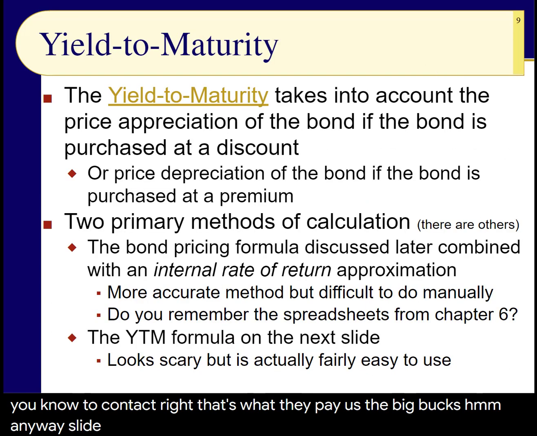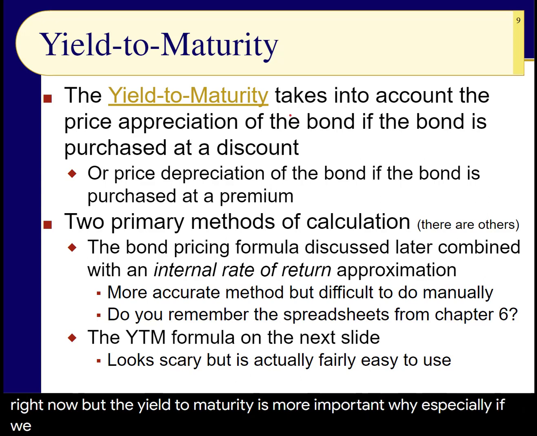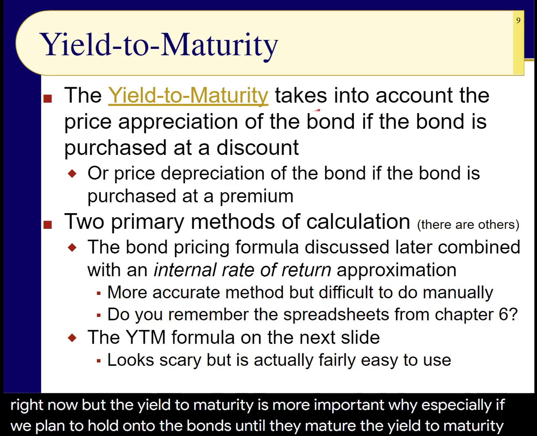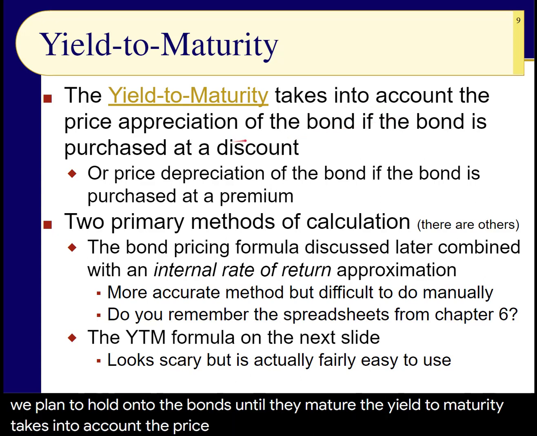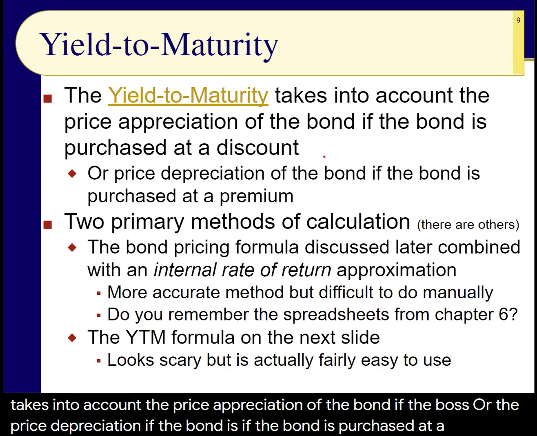Anyway, slide number 9. The current yield tells us what the bond is paying right now, but the yield to maturity is more important. Why? Especially if we plan to hold on to the bonds until they mature. The yield to maturity takes into account the price appreciation of the bond if the bond is purchased at a discount, or the price depreciation if the bond is purchased at a premium.